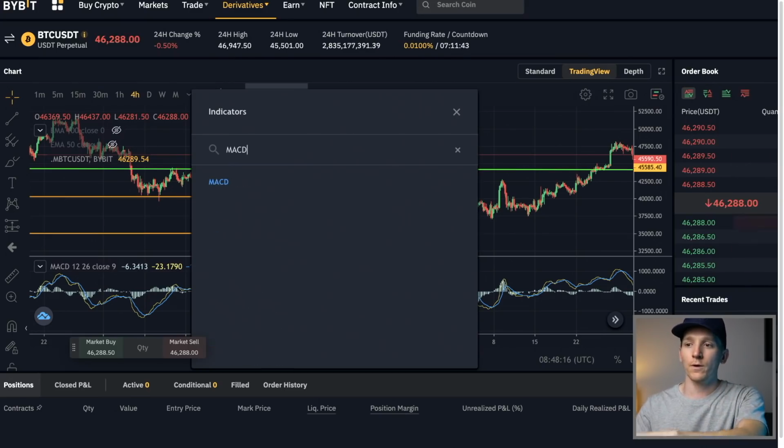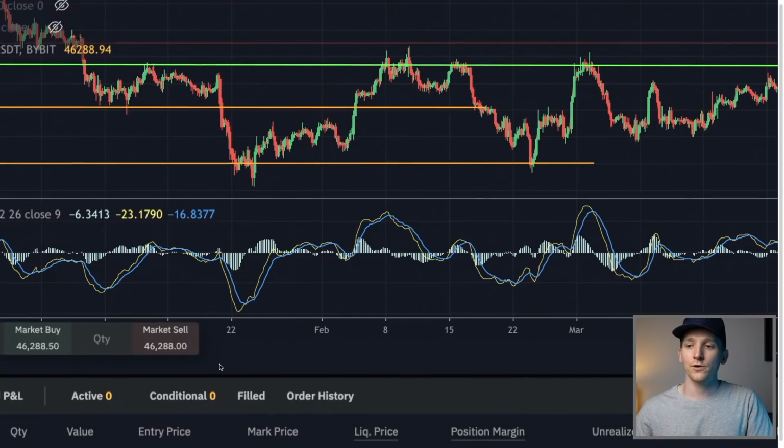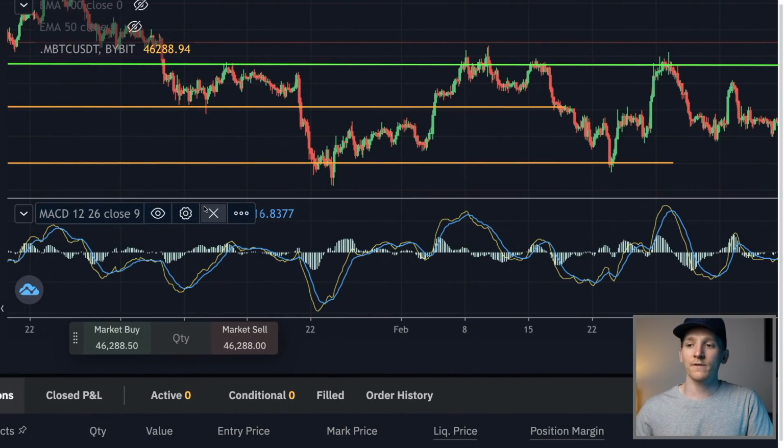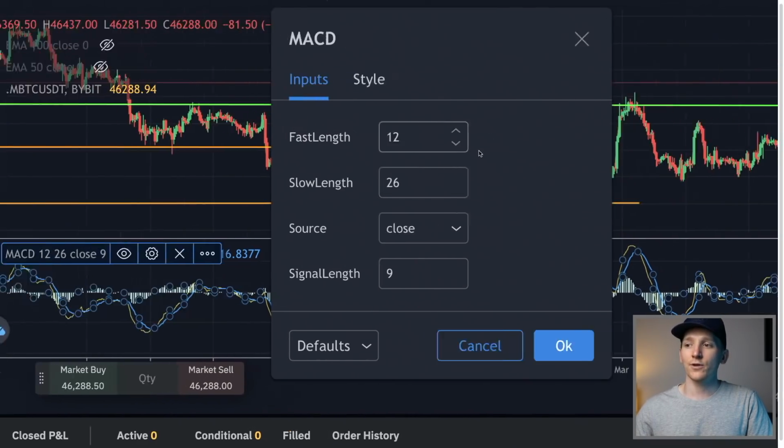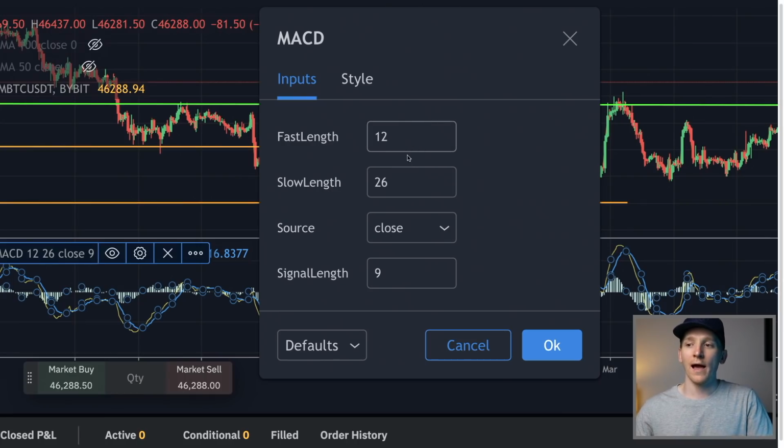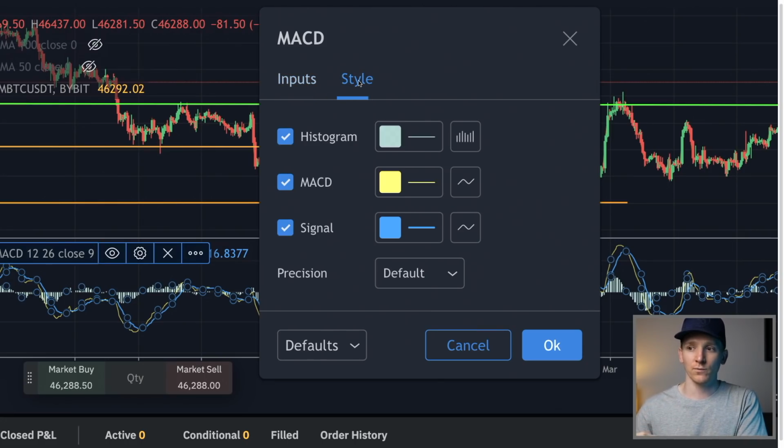But what we want to do is put MACD in here, press it, and then it will come down onto any pro trading software down at the bottom. What you can see if you go to settings is that you have the 12 period and the 26 period EMA. So that will make up our MACD line. And then you have the signal line, which is a 9 period EMA. You can change these around, but what I would suggest is keeping them as they are. Most traders will use them like this.